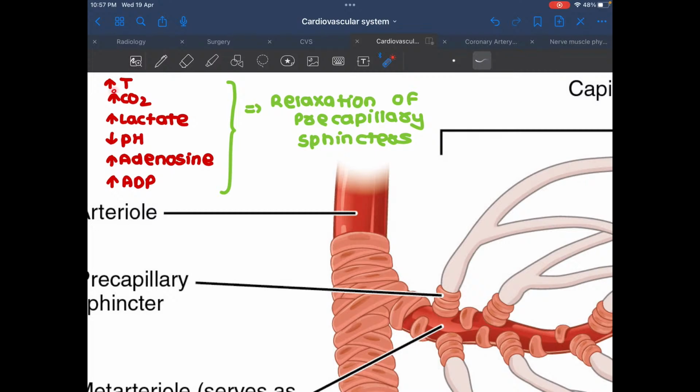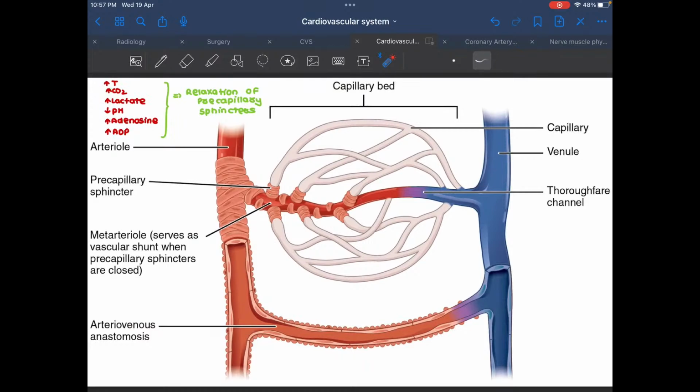What were they? Increase in temperature, hypercapnia, lactate increase, acidosis, increase in adenosine, increase in ADP. All of them are going to lead to relaxation of the precapillary sphincters, and that is the mechanism by which they increase the blood flow through the capillary bed. So you discussed the metarterioles. They're going to serve as vascular shunts when the precapillary sphincters are closed, mind you.